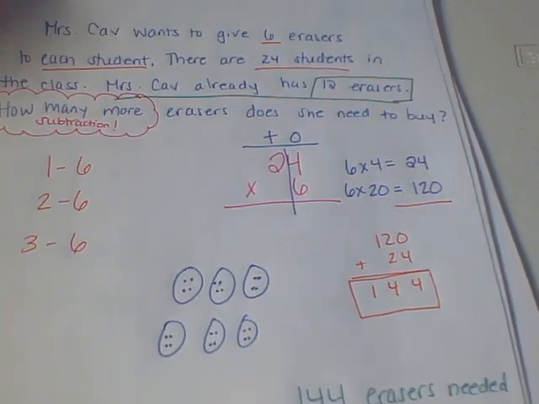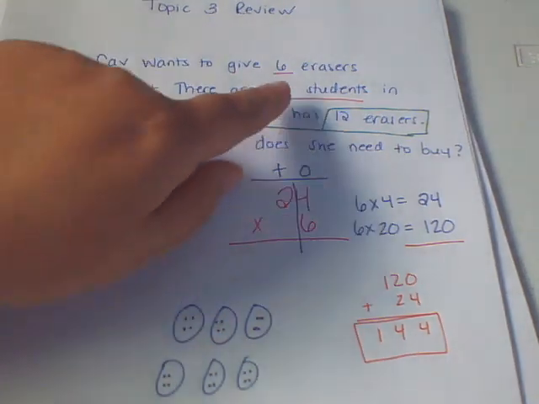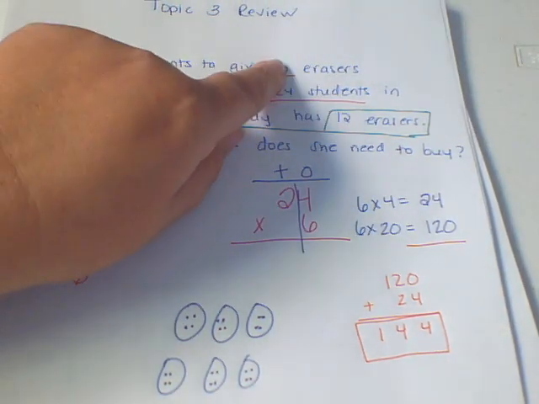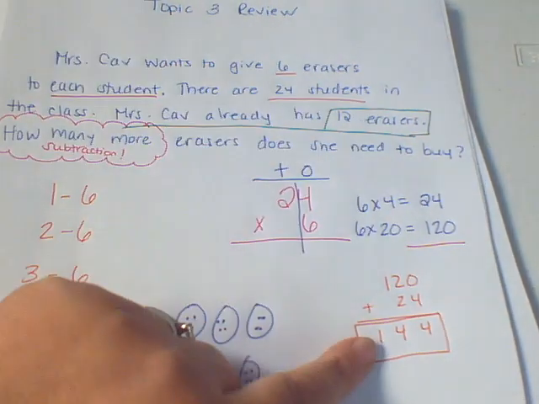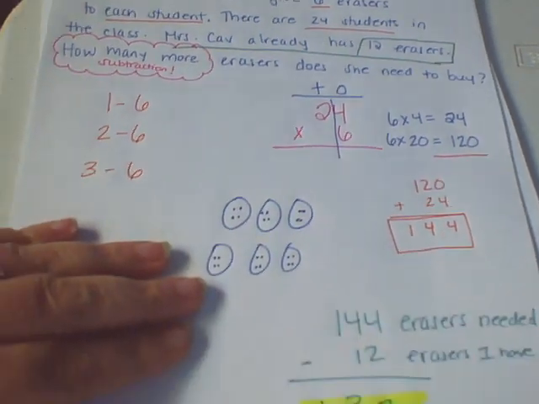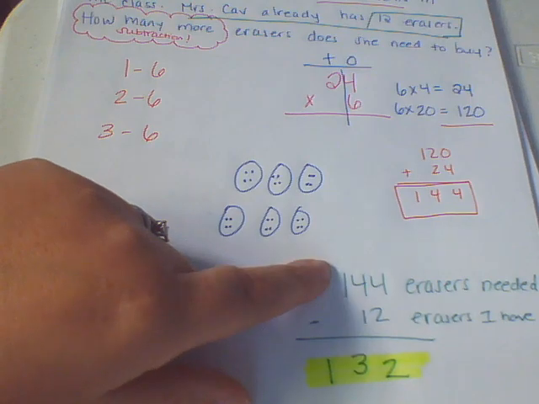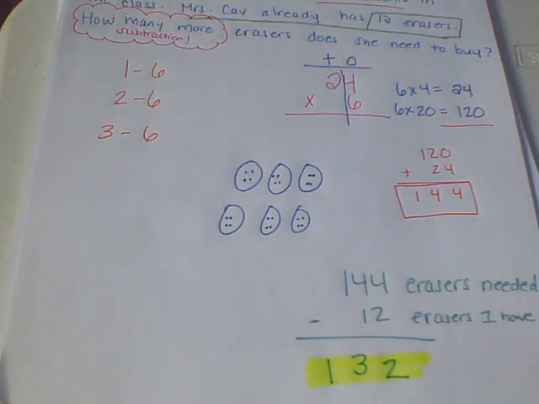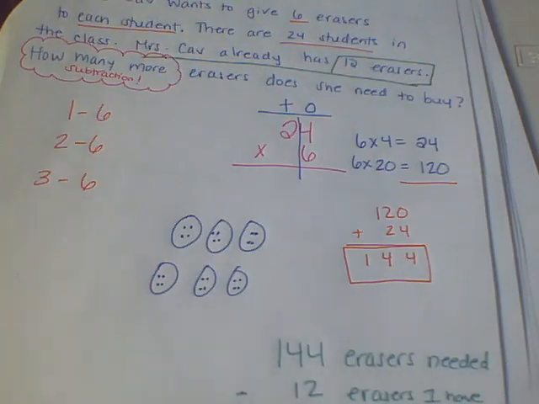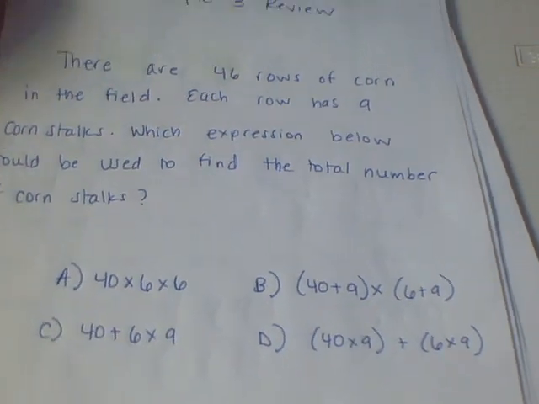Remember what I had to do. I had to first figure out how many total erasers I needed, 24 times 6. I got that answer, and I had to subtract the 12 erasers I already had from it to get my answer. So you're going to see a problem like that. Let's look at the next one.